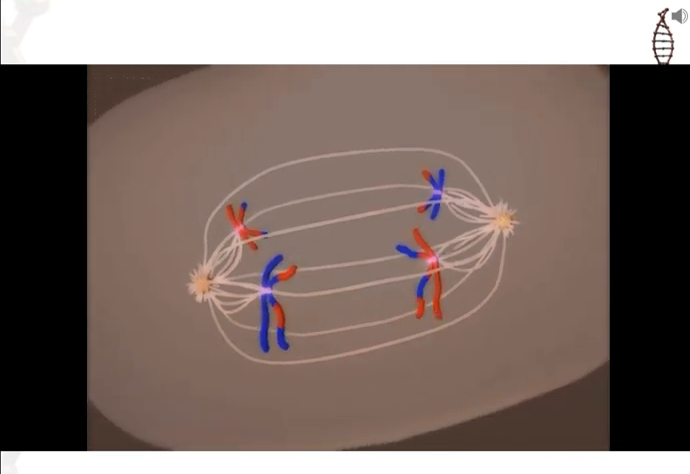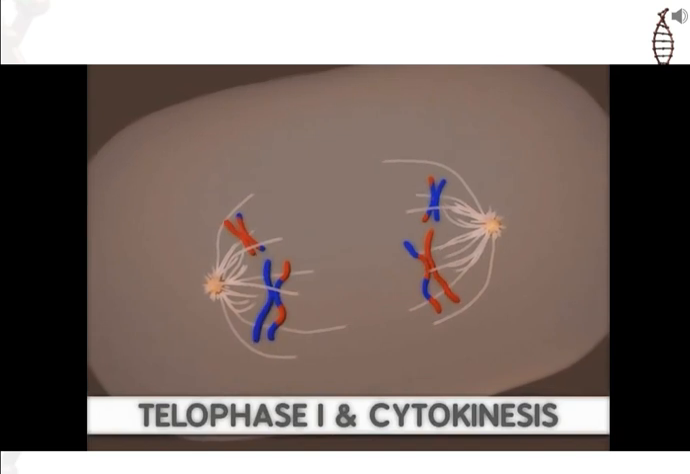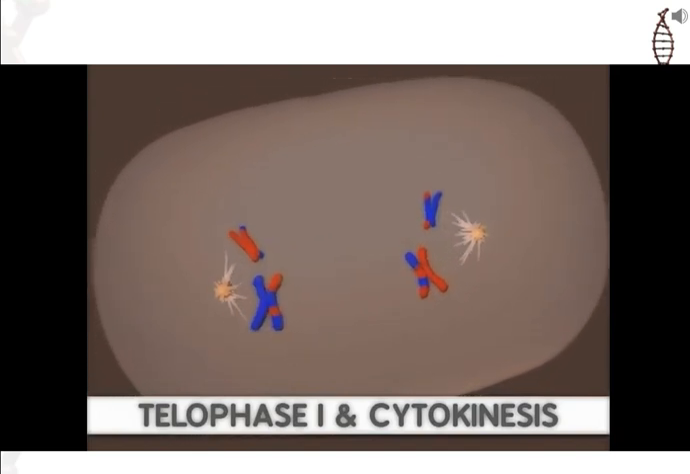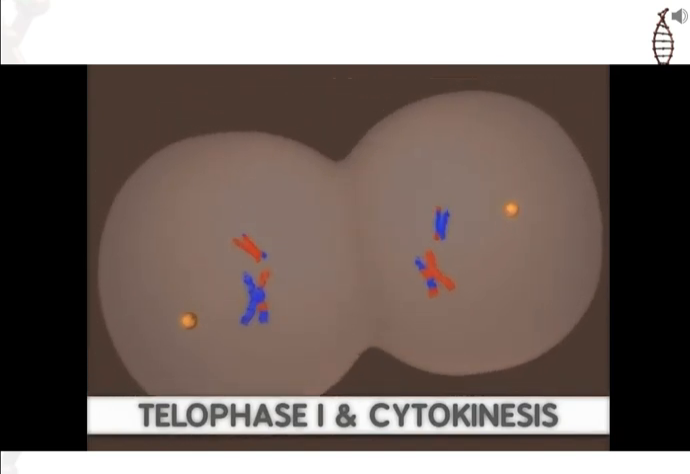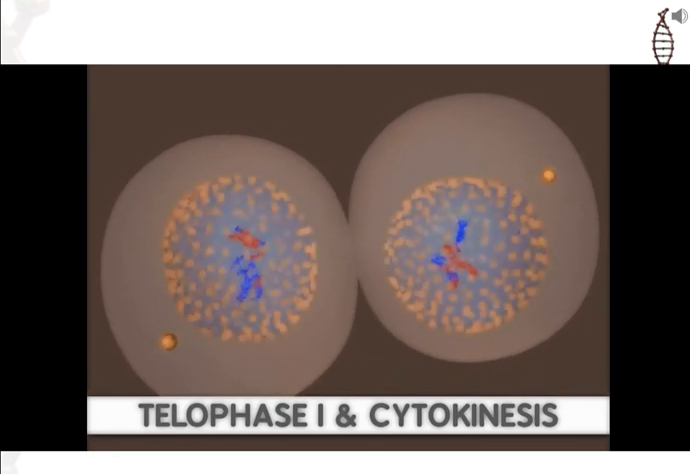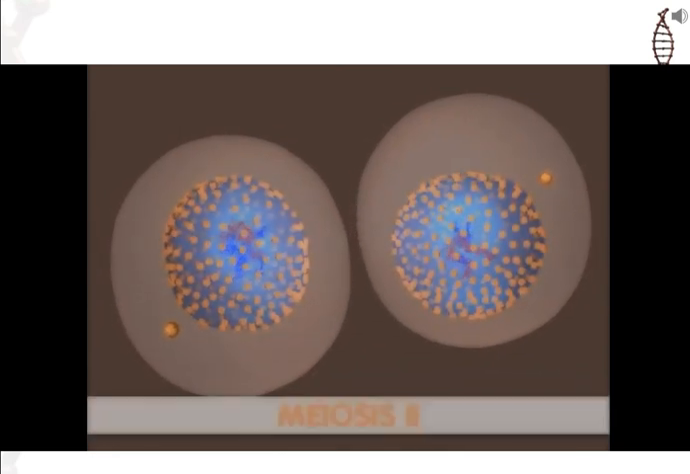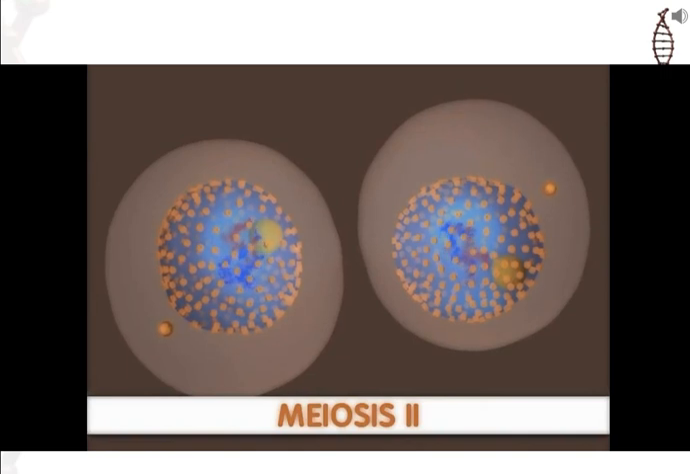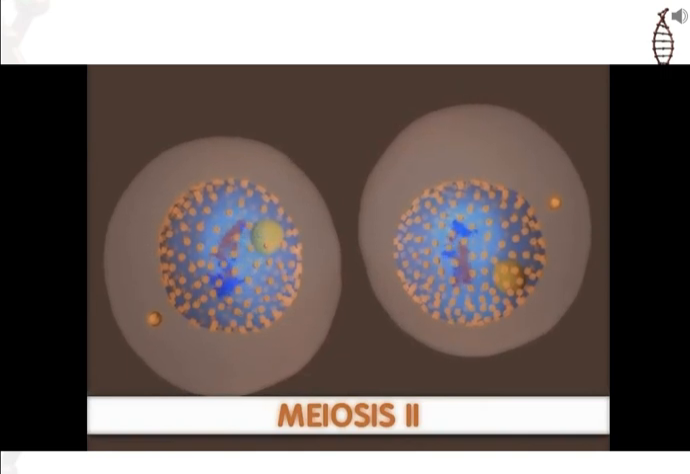The final steps of meiosis 1 are telophase 1 and cytokinesis. Here, the cell divides into 2 daughter cells. Each of these 2 cells now undergo meiosis 2. Meiosis 2 is similar to mitosis.